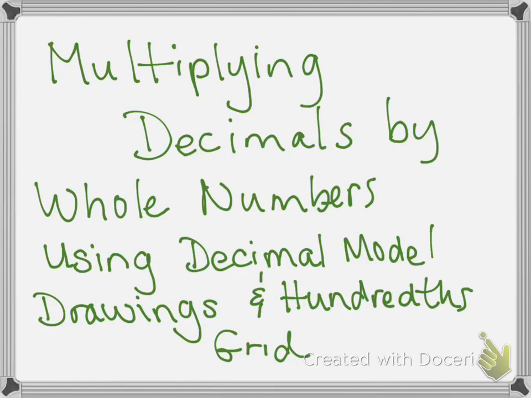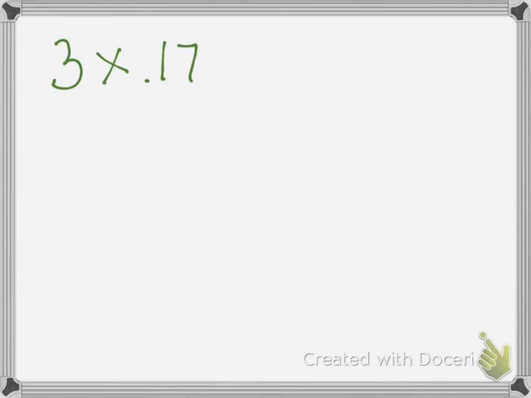This is a tutorial on multiplying decimals by whole numbers using two different strategies, the decimal model drawing and the hundredths grid. So I'm going to show you both of the strategies for this. As I said, we'll be doing a whole number by a decimal. So our 3 is our whole number, our 17 hundredths is our decimal. Now our decimal drawing should look familiar. This is what we do to represent one whole, tenth, and a hundredth.